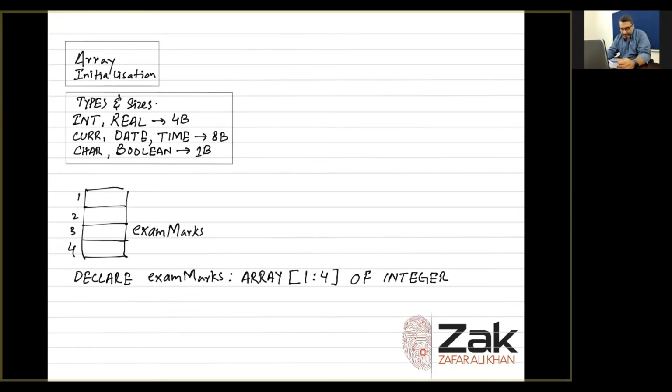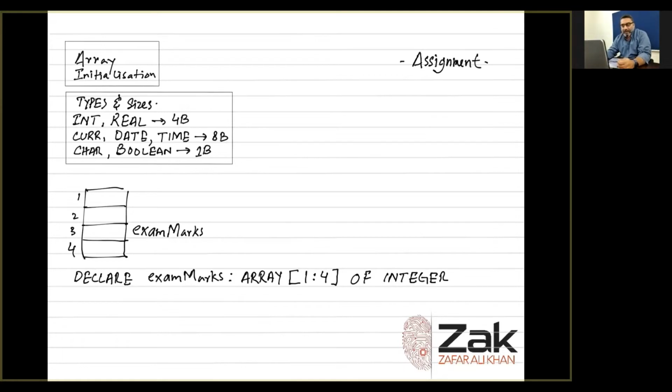Then let's say, for example, we are using an exam marks array. The name of this array is exam marks. It has got 4 places, 4 elements. So how do we declare this array? Declare exam marks as array starting from 1 as lower bound and ending at 4 as upper bound and of type integer. This is the declaration of this array.